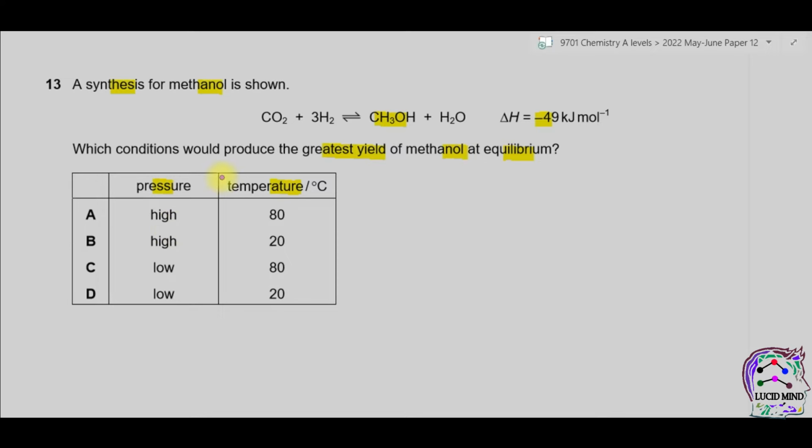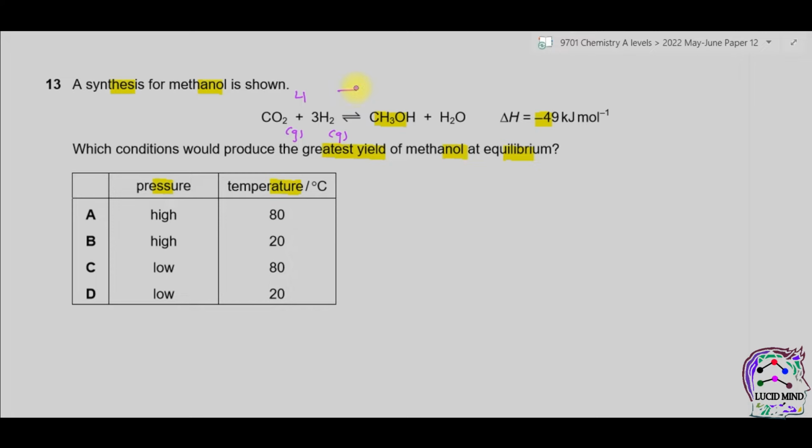First thing is pressure. For pressure we have to find out which ones are gas. We have CO2 and hydrogen, these two are gases. If pressure is high, we have 4 moles of gas on the reactant side, and we have liquid methanol and water, which is also liquid, on the product side. So when pressure is increased, the equilibrium shifts from more moles of gas to fewer moles.